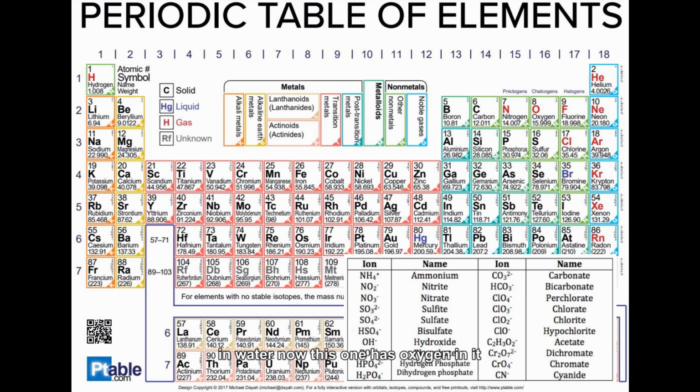Now this one has oxygen in it. So this is called an oxyacid. So we're going to name it slightly different. We're not going to say hydrochloric acid because that's HCl. Right? So instead we're just going to get rid of the hydro. Chloric acid. That's it. Chloric acid. So if there's no hydro in the beginning, it means there's an oxygen there, and it's an oxyacid. If there is a hydro, there's no oxygen, it's a binary acid.